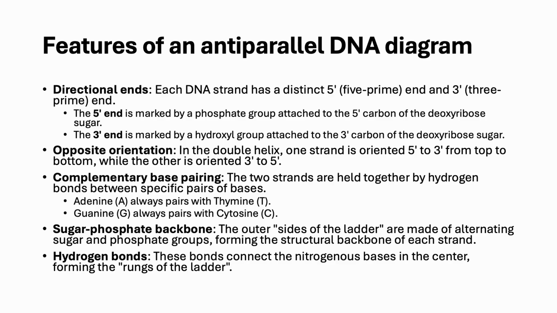So, directional ends. Each DNA strand has a distinct 5 prime end and 3 prime end, where the 5 prime end is marked by a phosphate group attached to the 5th carbon of the deoxyribose sugar. Then the 3 prime end is marked by a hydroxyl group attached to the 3rd carbon of the deoxyribose sugar. Opposite orientation: in the double helix, one strand is oriented 5 to 3 prime from top to bottom, while the other is oriented 3 to 5 from top to bottom.